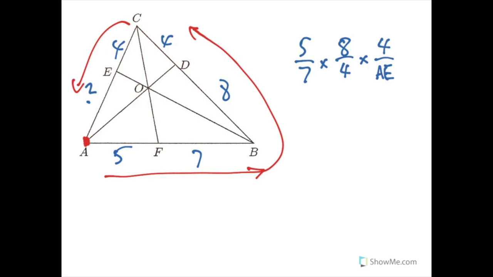So that was really quick, and now you have Ceva's theorem all stated by equating it to 1. So now all you have to do is solve for what AE is. Well, if you go ahead and solve that, you will see that AE is equal to 40 over 7. So there you go. This is Ceva's theorem and how you can apply it.